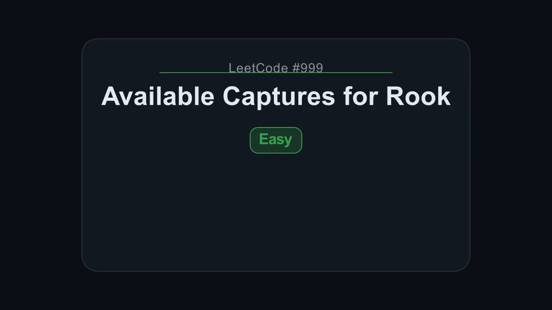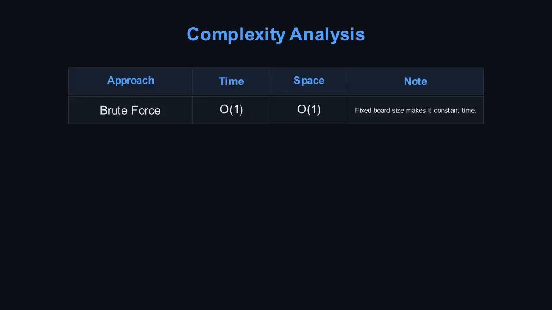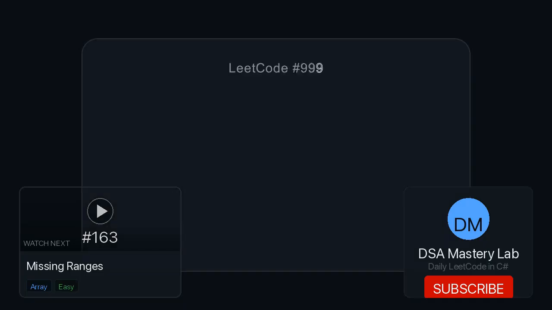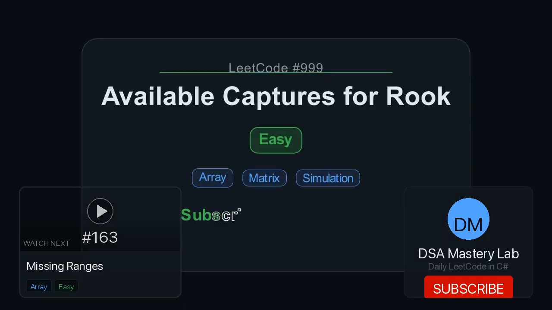Another signal is when the board size is fixed and relatively small, allowing for direct simulation without worrying about large-n performance implications. The time complexity is O(1), constant time, because the board size is fixed at 8x8. The space complexity is also O(1), constant time, as we only use a few variables for tracking. This simulation approach is fundamental for many grid-based problems.